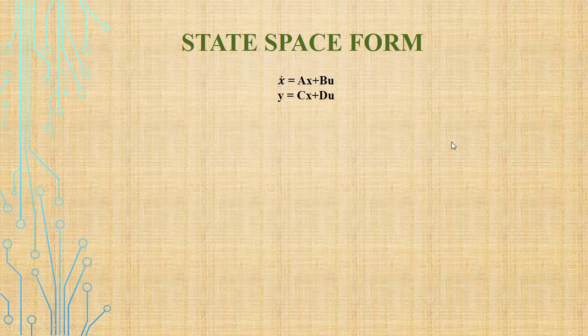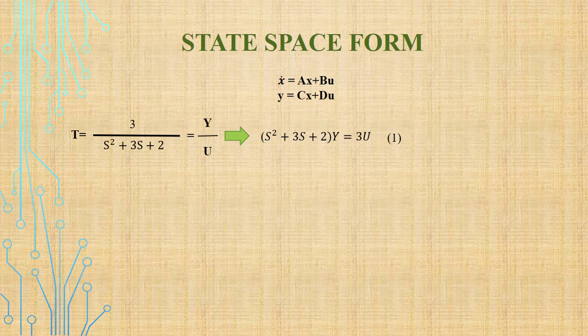Now we consider transfer function T. It is equal output division input. If we multiply right side and the left side, we get equation 1. Now we write equation 1 in time domain. As we see, our differential equation is second order.